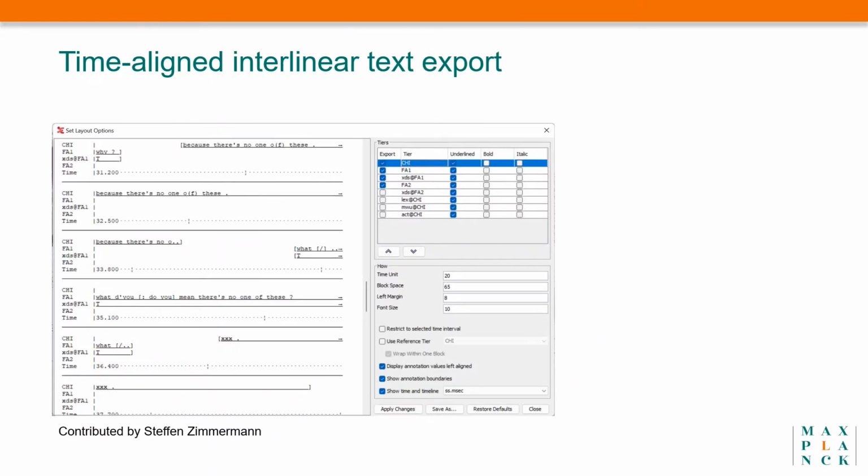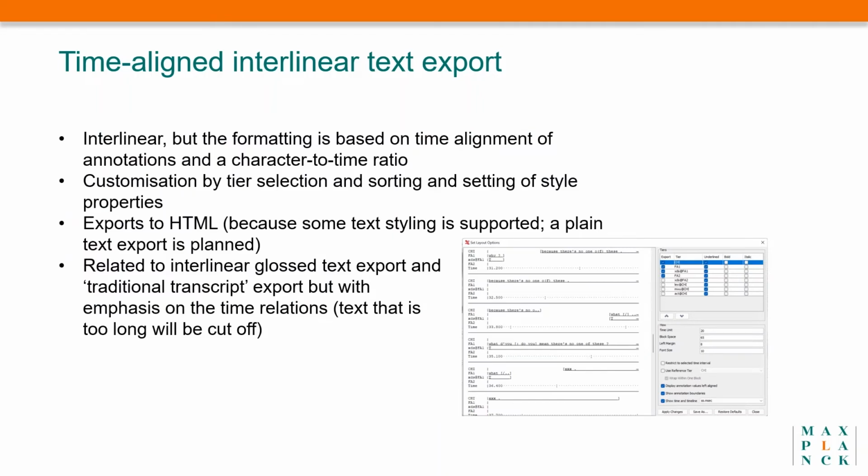The next thing I'd like to discuss is a new export option, the export as time-aligned interlinear text. In this export, the formatting of the output, the positioning of elements, is based on the time alignment of annotations and on a character-to-time ratio. The configuration window allows you to select the tiers to export and to set the style for each tier. Important for the result is the time unit, the number of milliseconds a character or character position in the output represents.